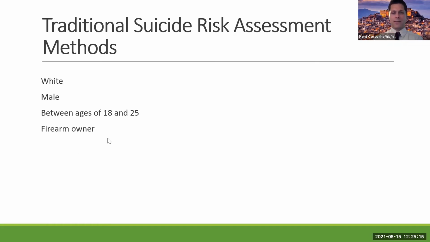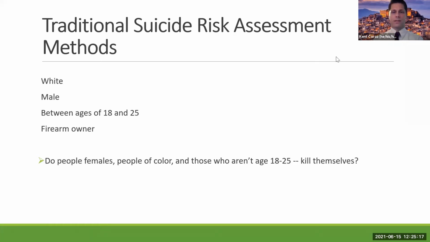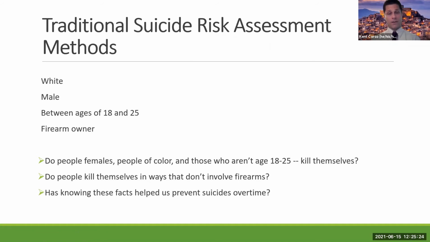It tends not to be very helpful. The reason why this is not helpful is because females, people of color, those who aren't in this age bracket kill themselves. They certainly kill themselves in ways that don't involve firearms. And so I would ask you in a rhetorical way, has knowing this profile helped us decrease suicides over the last 50 years? Melissa, thanks for the answer. The answer in the chat box that she put is no, it hasn't, right? These facts have not helped us reduce suicides. Otherwise, we wouldn't see the data we looked at on the prior slide.